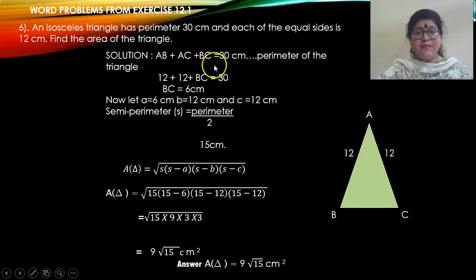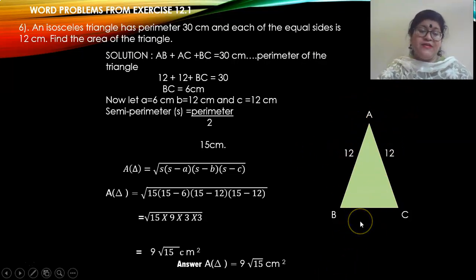AB plus AC plus BC is 30 centimeter. Substitute the value of AB and AC and then you get the value of BC as 6 centimeter. So BC is equal to 6 centimeter. Here you cannot use the formula half into base into height because the height is not mentioned.